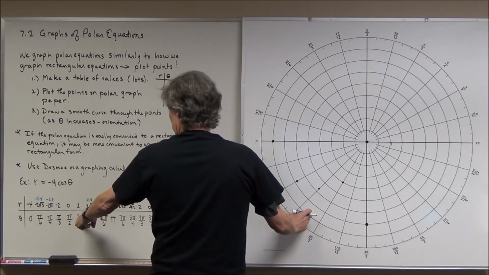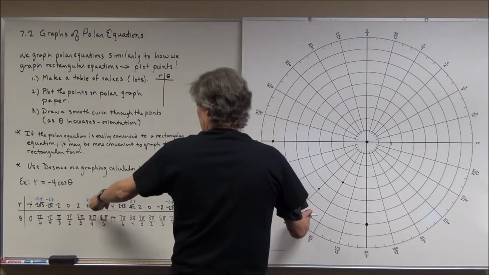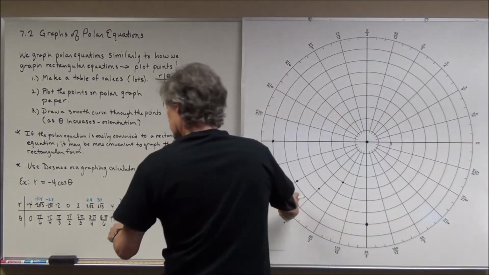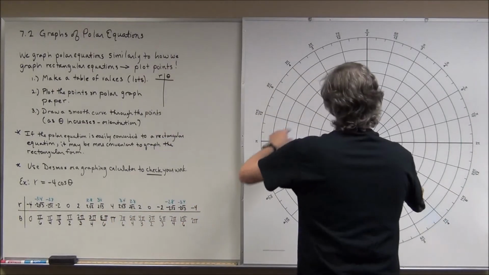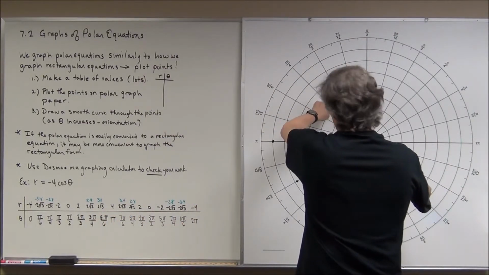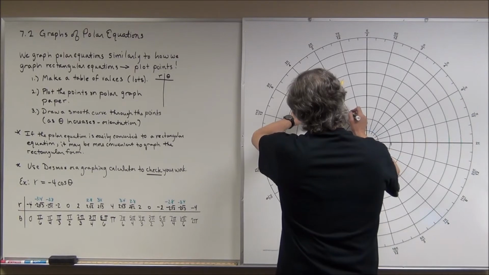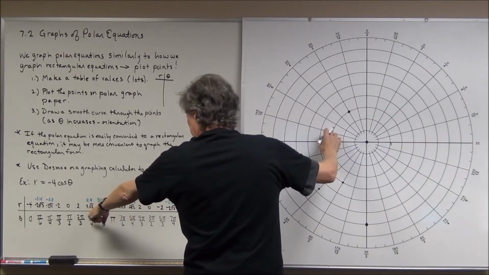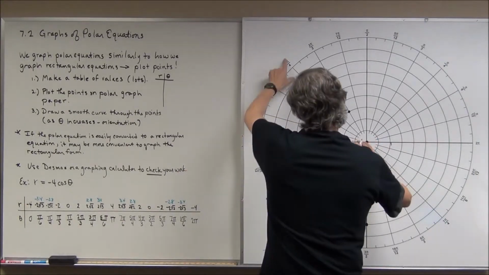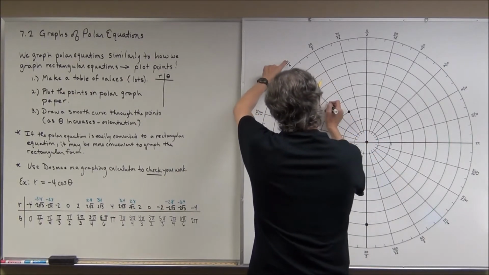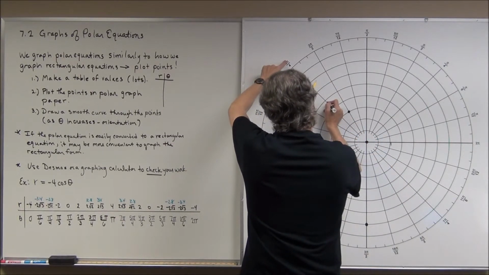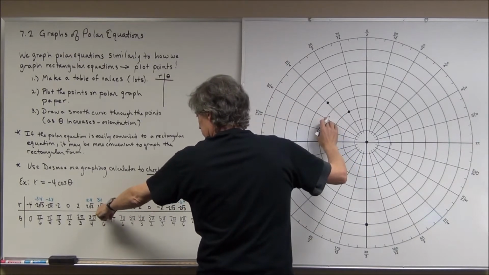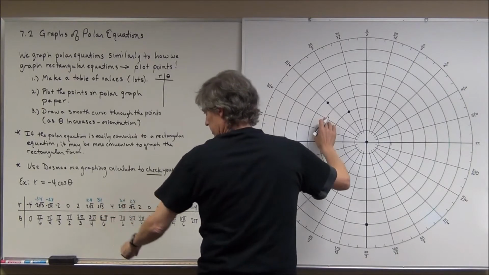2 square roots, 2 pi over 3. So in this case, 2 pi over 3 would be this way, and it's 2. 1, 2, right here. Then it's 2.8 and 3 pi over 4. 2.8, there's 2.8 right about here approximately. And then, let's see, about 3.4.